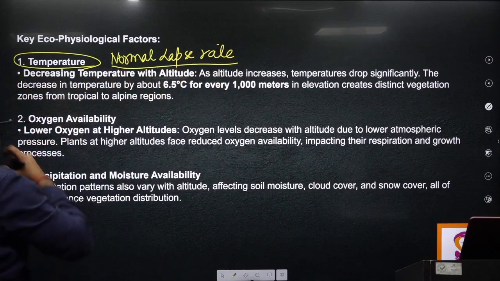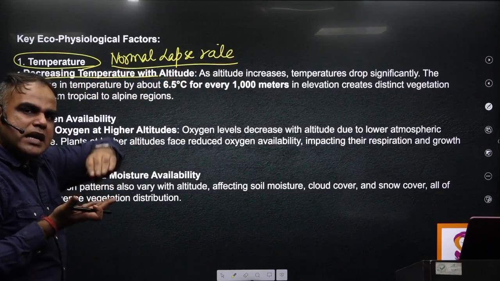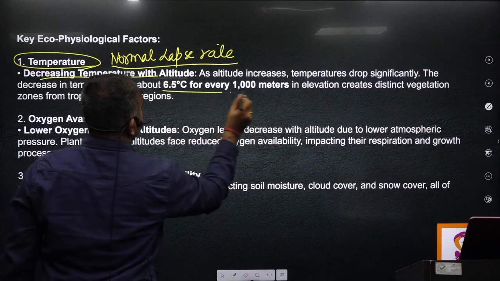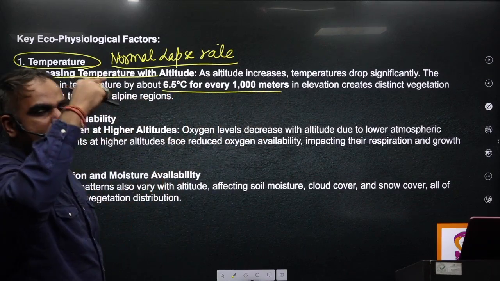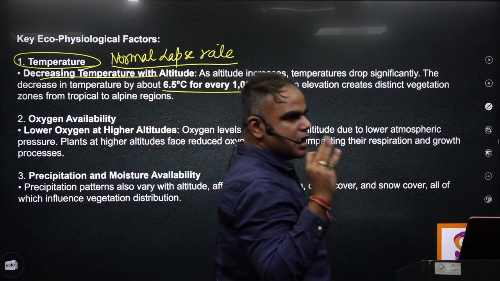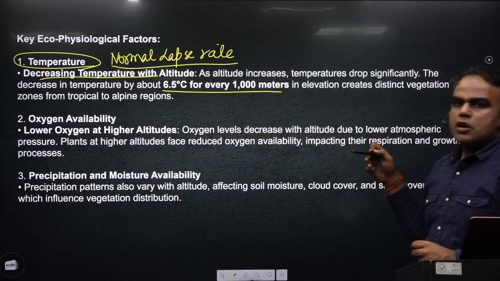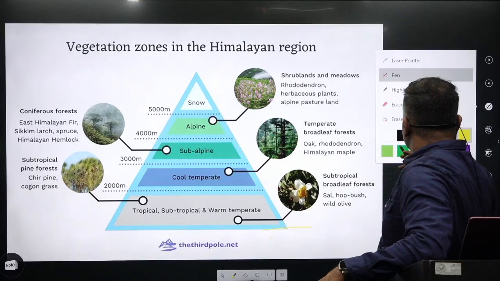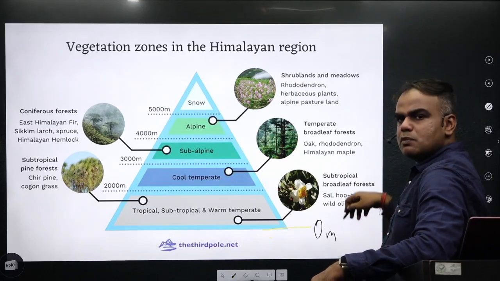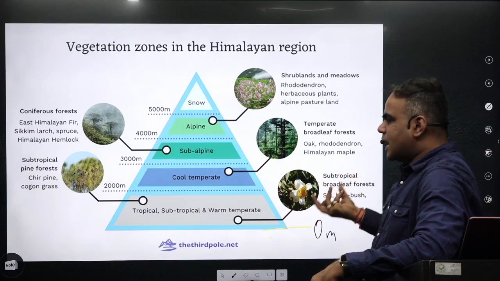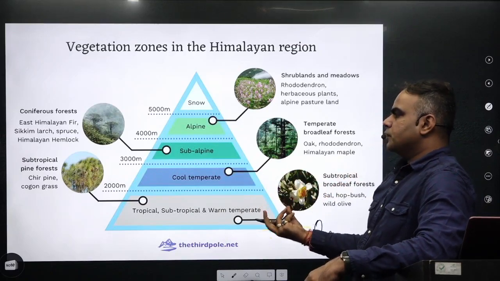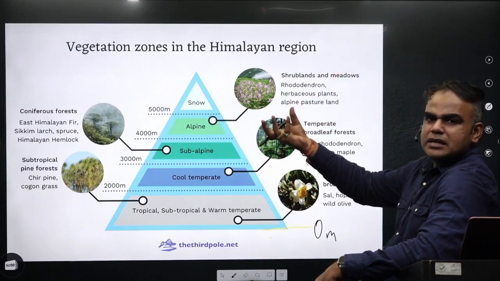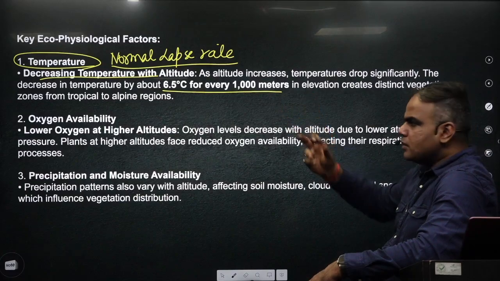So what is that? For example, we say as you increase the altitude, the temperature decreases. Here approximately 6.5 degrees Celsius for every 1 kilometer, that is for every 1000 meters. Because of that temperature change, right from the 0 meter, as we move up the temperature is going to decrease. So right from tropical, subtropical, as we move up temperate, coniferous, alpine, that is how the change is going to happen. That is the first.